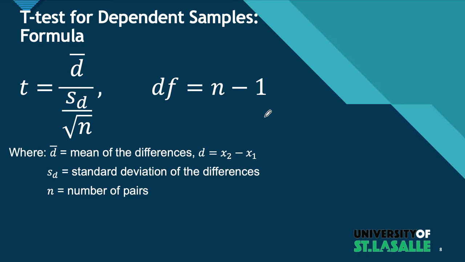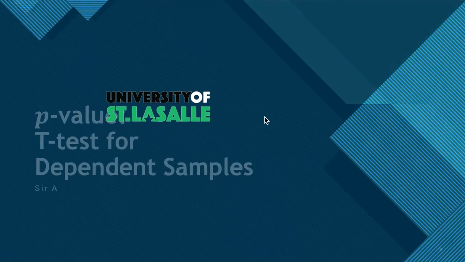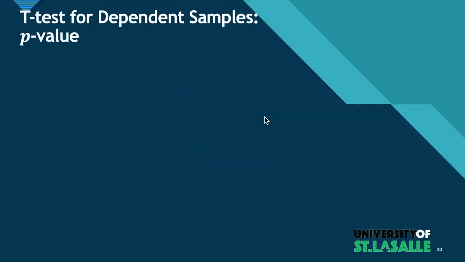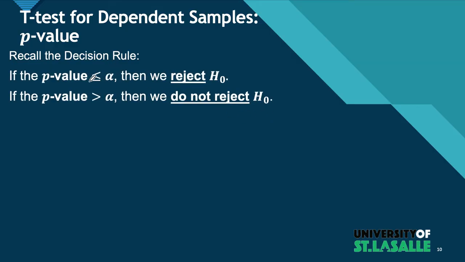Now, to solve the t-test of dependent samples in this video, we're going to make use of the approach called the p-value approach, which makes things easier using statistical software. In particular, the software that we're going to use is Jamovi. For the p-value, remember our decision rule is as simple as this. If the p-value is less than or equal to alpha, then we reject the null. If the p-value is greater than alpha, then we do not reject the null, or we fail to reject the null.